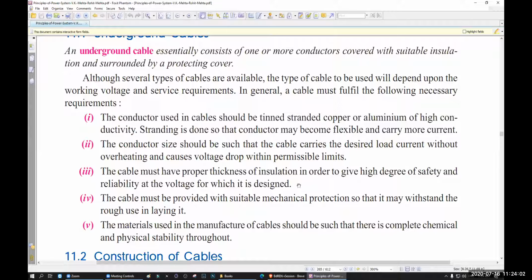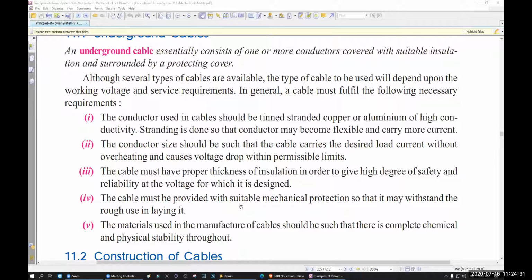Remember, in an underground system, all of your phases, phase 1, phase 2, phase 3, will be together. Otherwise, what will happen? You would have to place your conductors at a distance, right? But that is not possible because this is underground. You cannot space your conductors. You have to keep them together. That's why you have to use proper thickness of insulation.